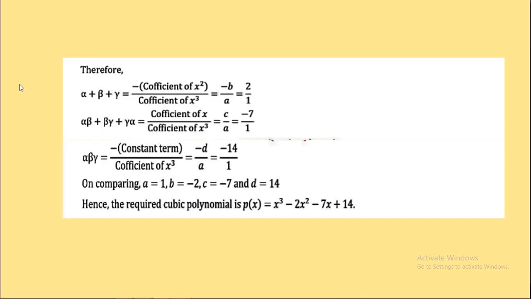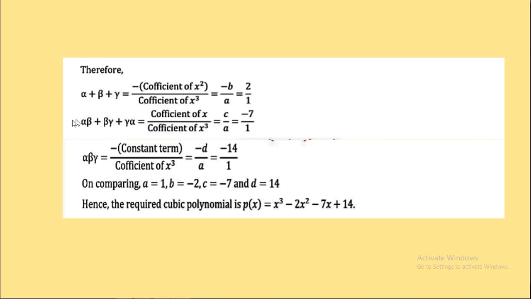Okay, so we are going to use the sum of the zeros. We have the relationship that the sum of the zeros is equal to minus the coefficient of x² by the coefficient of x³, that is, minus b by a, and in the question this is given as 2, so it can be written as 2 by 1. From this we get that minus b is equal to 2, that means b is equal to -2. Okay, so a is equal to 1.